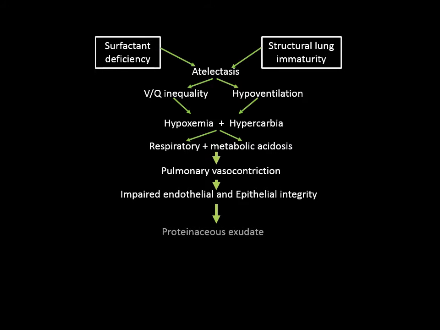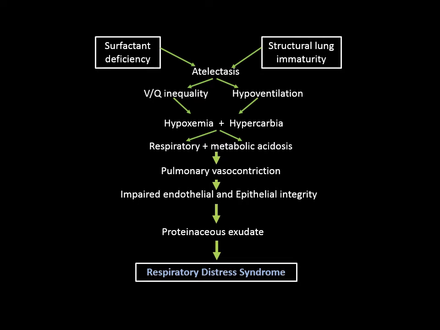Pulmonary blood flow is reduced, and ischemic injury to the cells producing surfactant and to the vascular bed results in an effusion of proteinaceous material into the alveolar spaces, and this is why it is called hyaline membrane disease or respiratory distress syndrome.